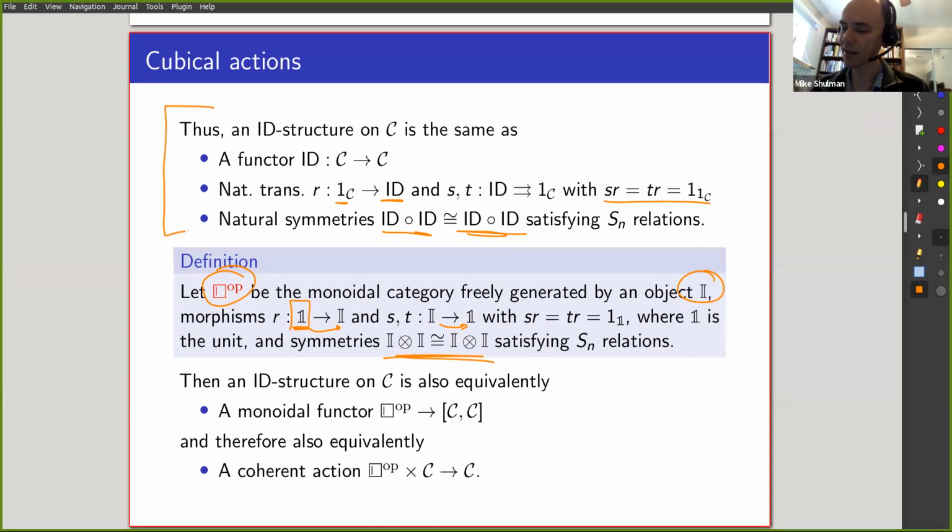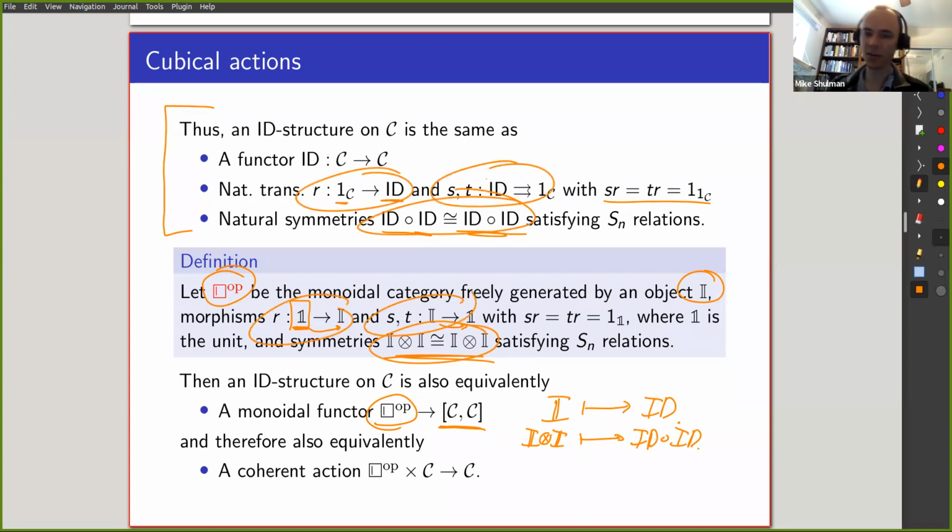So to give a structure like this on a category is the same as to give a monoidal functor from this cube op into the endofunctor category of C. So this interval object maps to this ID functor, and then tensor products, I tensor I maps to ID compose ID, and so this symmetry maps to this symmetry, and these maps map to these transformations, and so on. And if I uncurry this monoidal functor, then what that gives me is an action of this cube category on my category C. So the structure that we need in order to model identity types comes from an action of this cube category here.